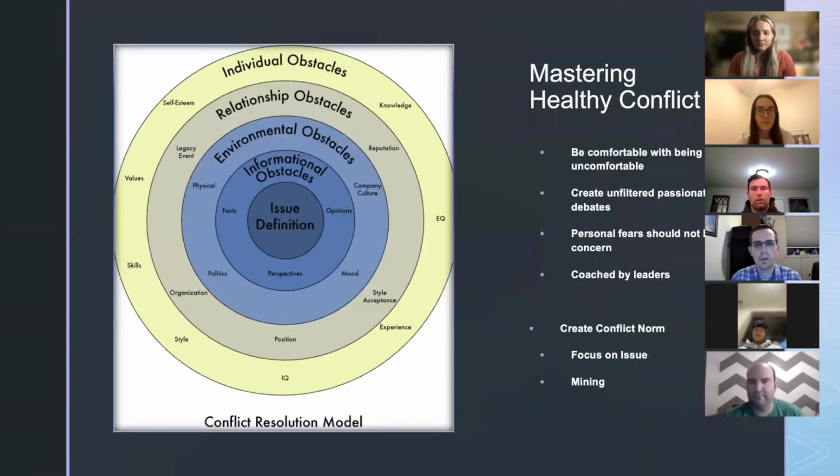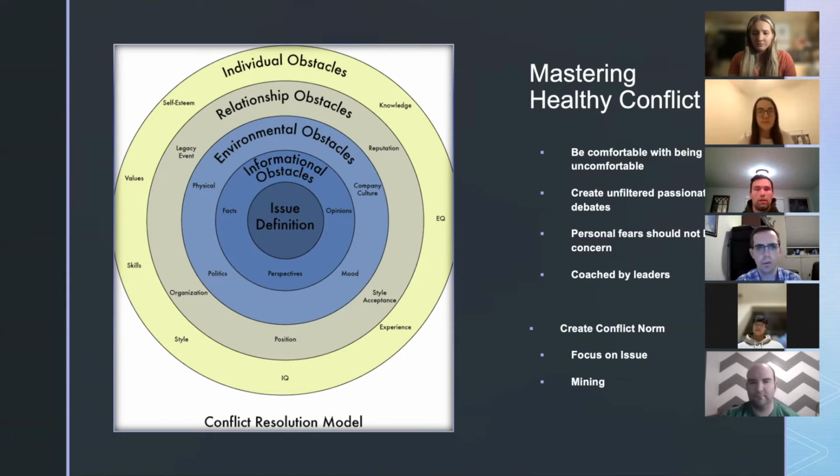So to do that, we need to master healthy conflict. And to master healthy conflict, it really comes down to being comfortable with being uncomfortable. Conflict is really taught by leaders and teachers. It comes from those individuals being vulnerable and being able to be open with their team. This will allow you to create unfiltered, passionate debates among one another, and it will allow your team to grow exponentially and have that positive conflict that's needed for your success among your team.